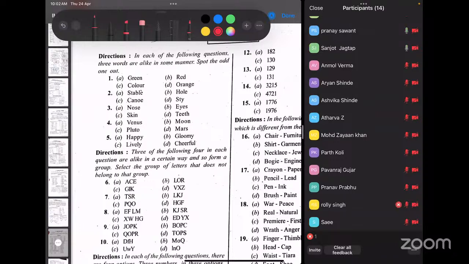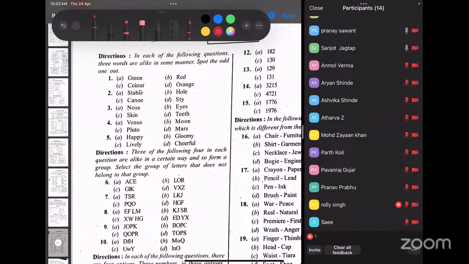Then we have Venus, Moon, Mars and Pluto. Moon. How? Because, sir, all of them are planets other than the Moon, and Moon is a moon. Yes, sir.